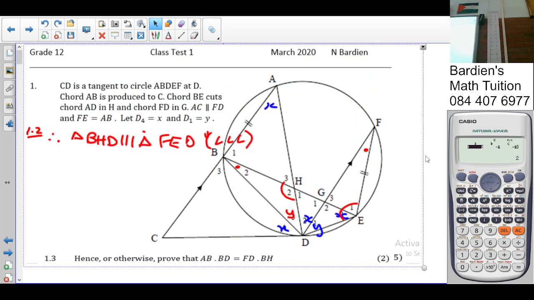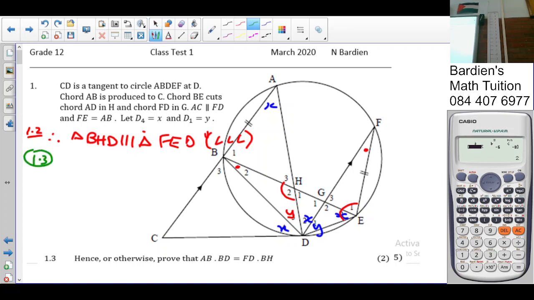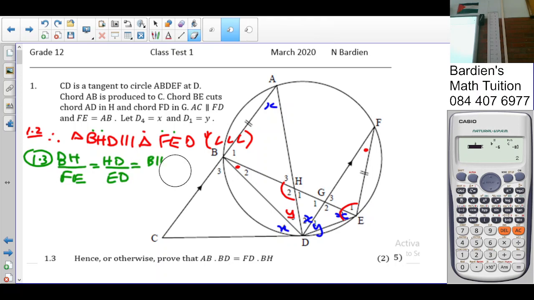And the last one, hence or otherwise prove that. And here you can see clearly it's dealing with lengths. Okay. So 1.3. So we can say that BH over FE is equal to HD over ED equals BD over FD. Why? Corresponding sides in proportion. Okay.